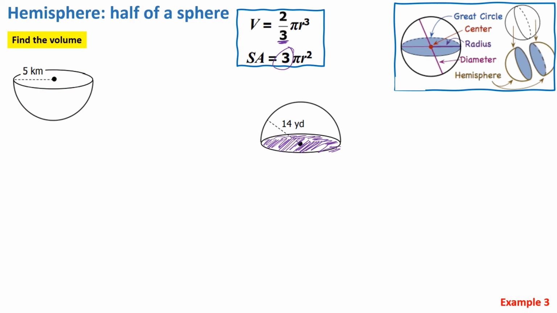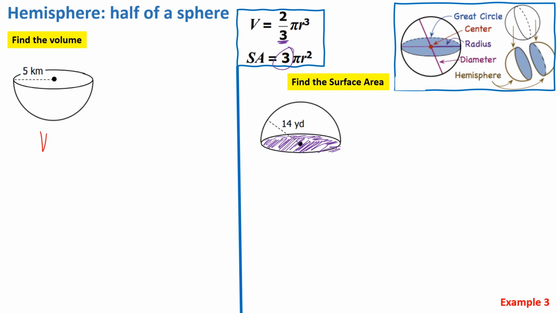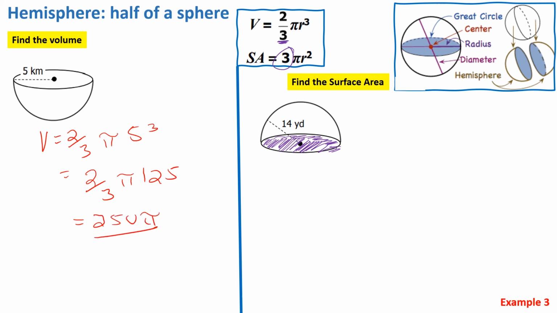So the first one here, we want to find the volume. So I'm just going to use the formula. So volume is equal to 2/3 pi. The radius here is 5, and I'm just plugging it in. 5 cubed is 125. Multiplying that by 2, that is 250 pi divided by 3.